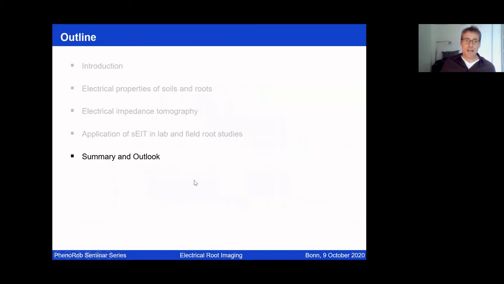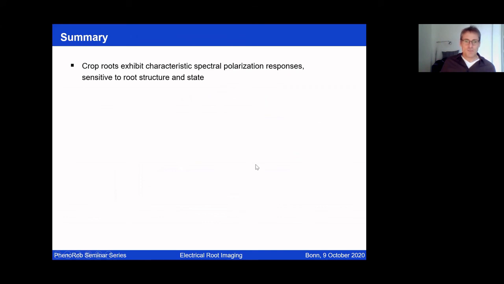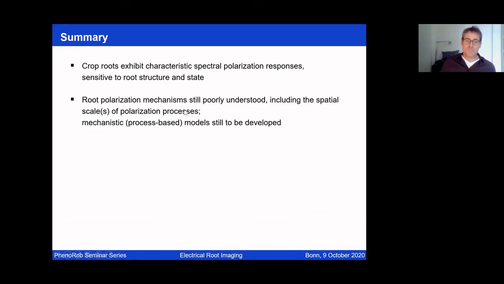And with this, I would like to summarize. I think I have four, let's say, take-home messages, or five. So the first thing is crop roots. Also tree roots do similar things, but here we're talking about crop roots. They exhibit spectral polarization properties which are characteristic with regard to root structure and root state. Sensitivity has been proven in several studies, I would say, but a model is not yet available to actually describe this. And this is my next point.